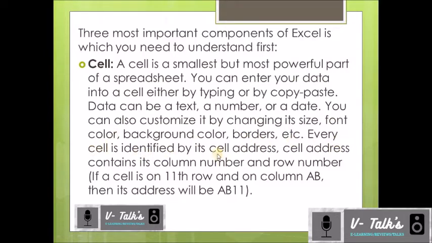Every cell is identified by its cell address. A cell address contains its column letter and row number. So if a cell is on the 11th row and on column AB, then the cell address is AB11. I'll just show the example.